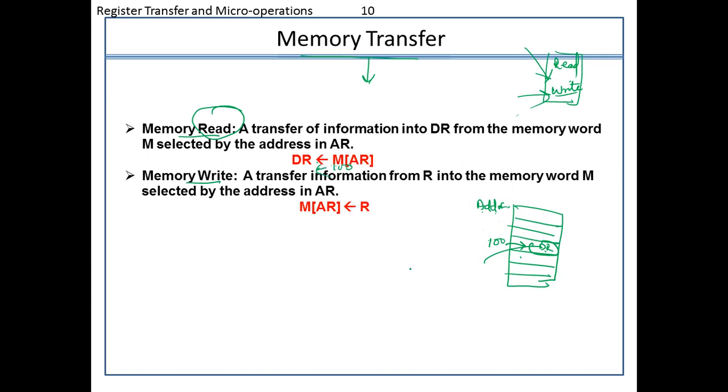Or if I have to write the data, how can I write it? Any register R which has some value present will transfer its data to a particular address of the memory, so that it can write the data here in the memory. So these are the only two simple points to understand.